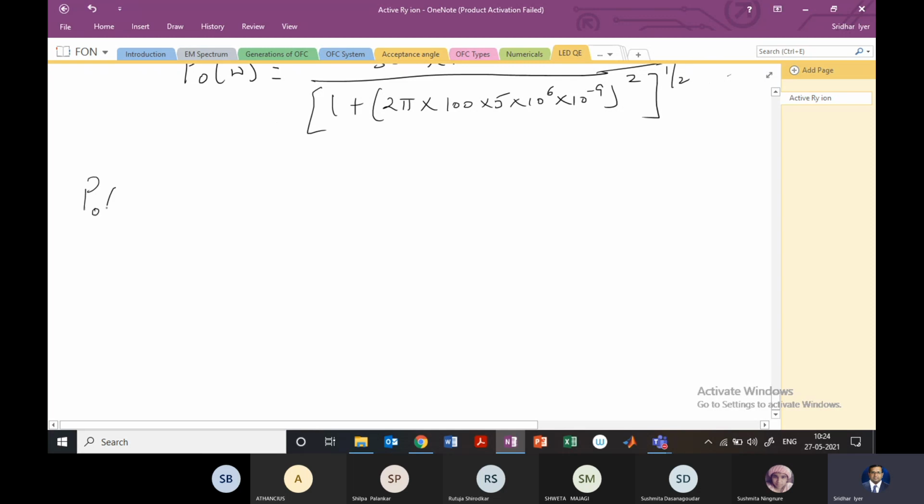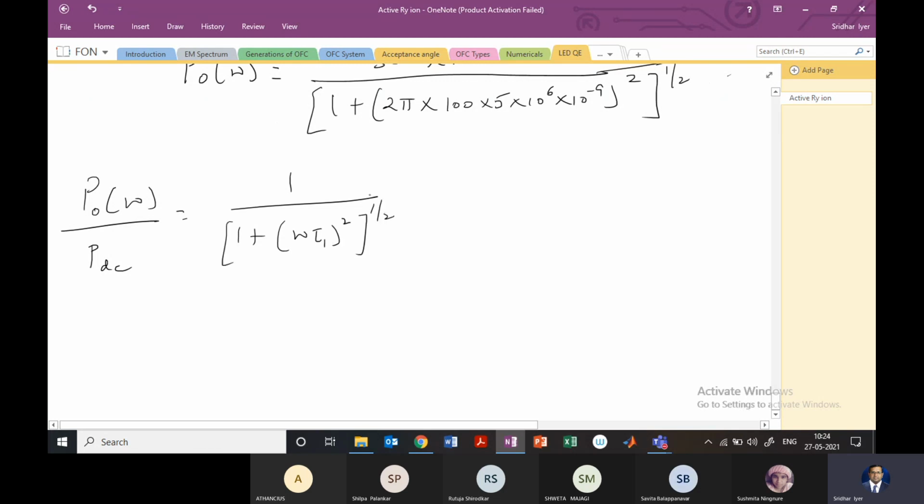The equation is P out of omega divided by P dc is 1 by 1 plus omega tau 1 the whole square raised to half, right? Now whenever we have to find the bandwidth, and it's given specifically, we need to find 3 dB bandwidth, right? So what happens at this 3 dB? At this 3 dB, the ratio of the power P naught by P in, right? This ratio just becomes half.